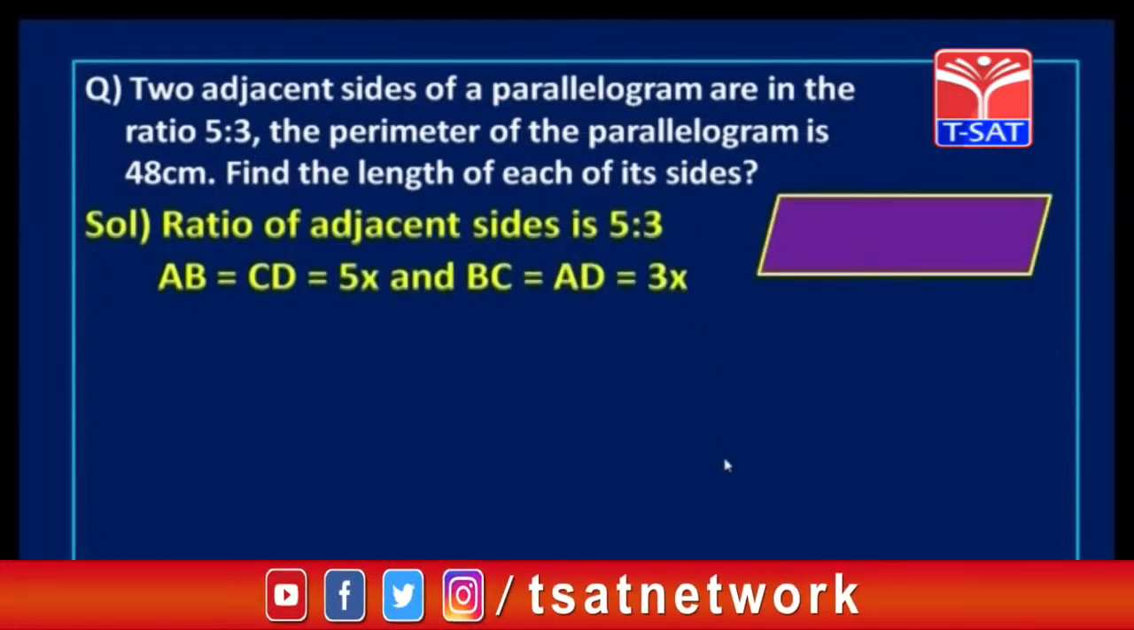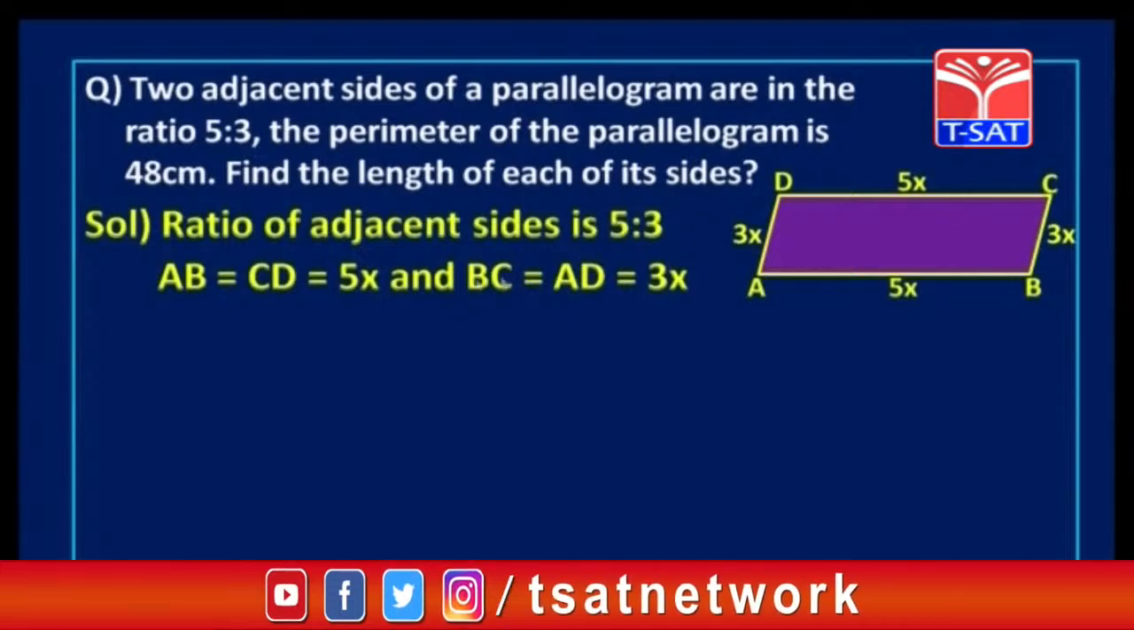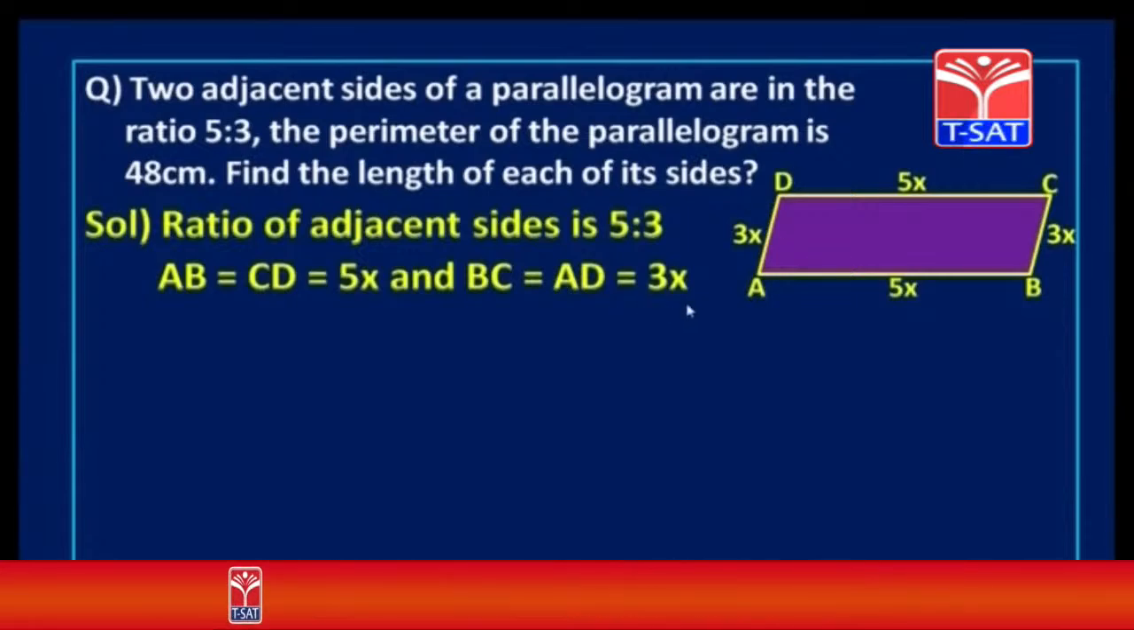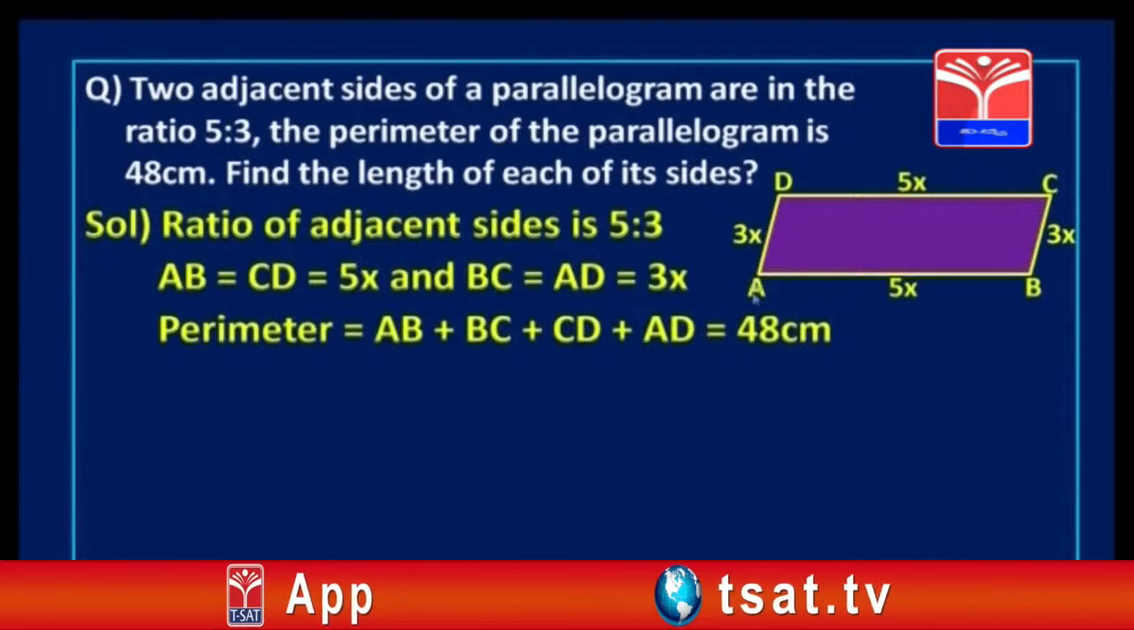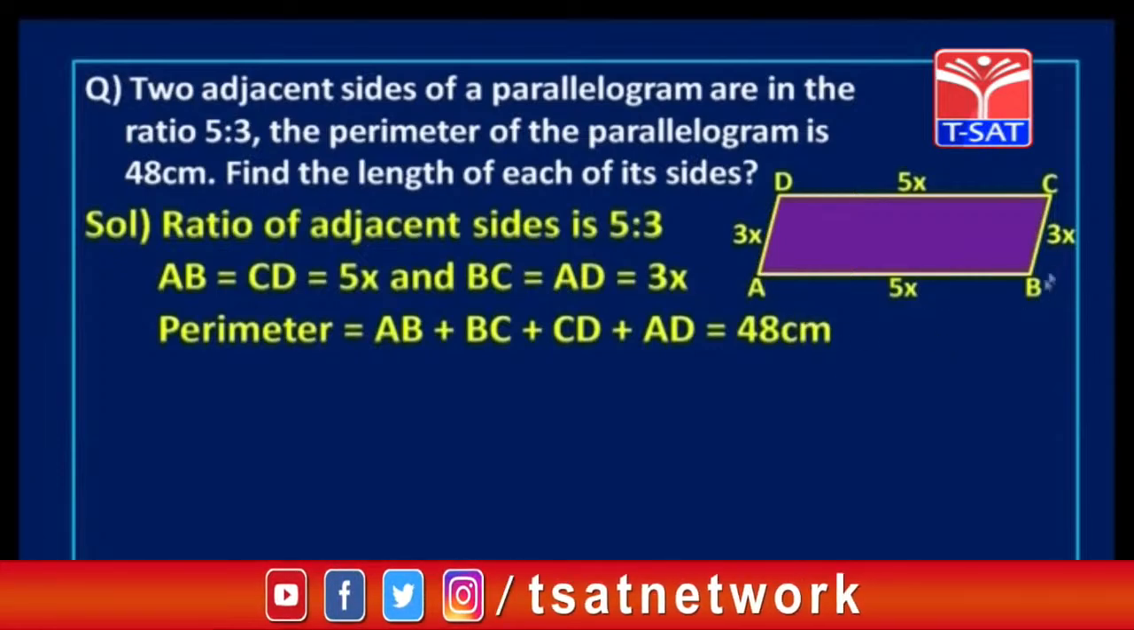So what I am doing? I am taking a parallelogram here. Yes, it is ABCD. Opposite sides, AB opposite side is CD. BC opposite side is AD. So I can say that in a parallelogram, opposite sides are equal. So AB equal to CD equal to 5x. As it is 5:3, I am taking here 5x. And BC is equal to AD is equal to 3x. As it is here 3, I am taking 3x children. And perimeter of the parallelogram is given as 48 centimeters. Yes. So how to find perimeter children? It's very simple. Find the sum of the measure of the each side.